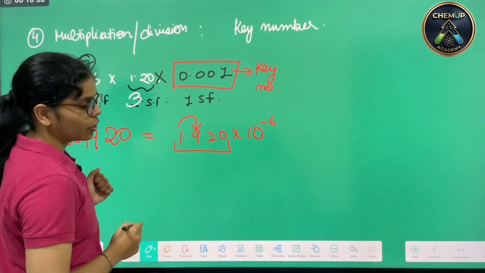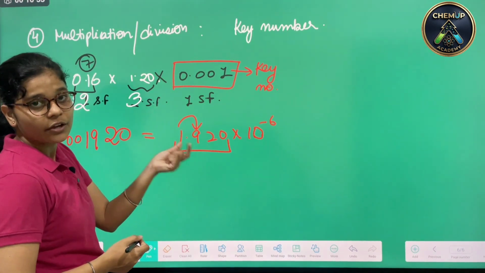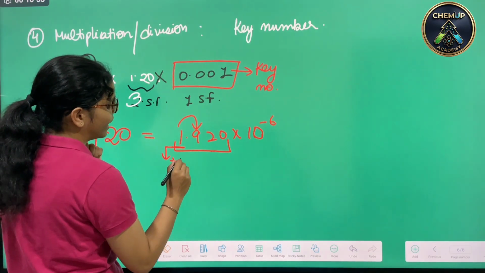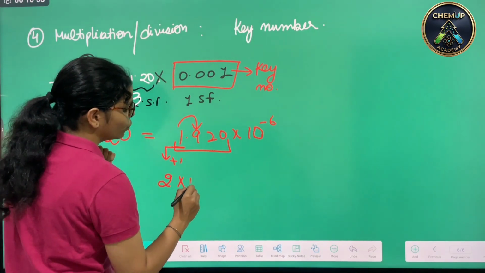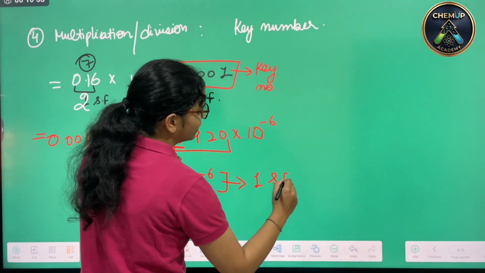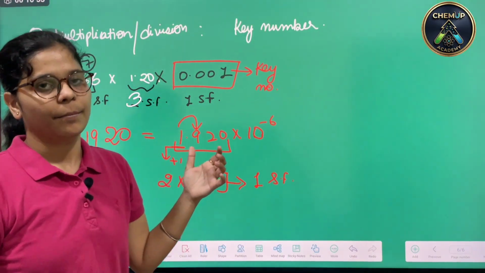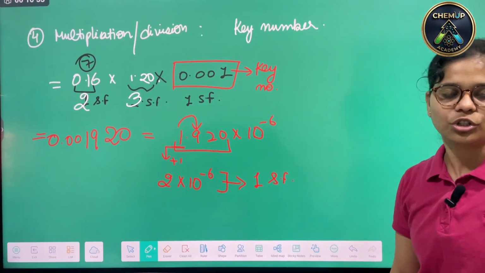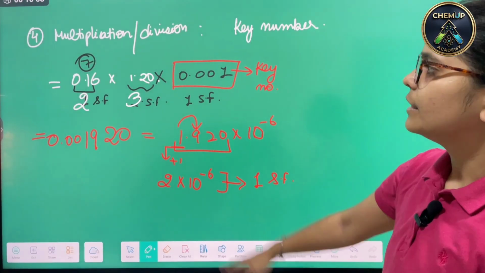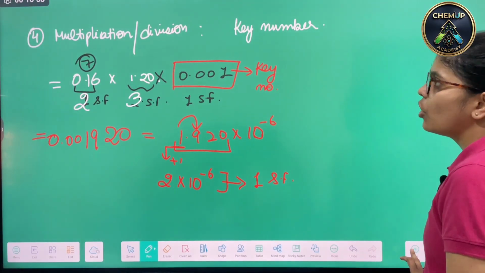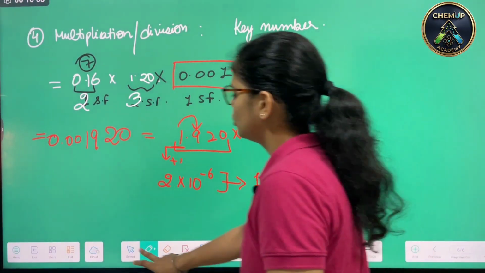We do this by rounding off. Since the digit is greater than 5, we will increase this term by 1. Therefore the answer becomes 2 × 10^-6 in terms of one significant figure. That is our key number. So this is how you will perform multiplication and division. Same goes for division also, and this is how you will perform it for multiplication.